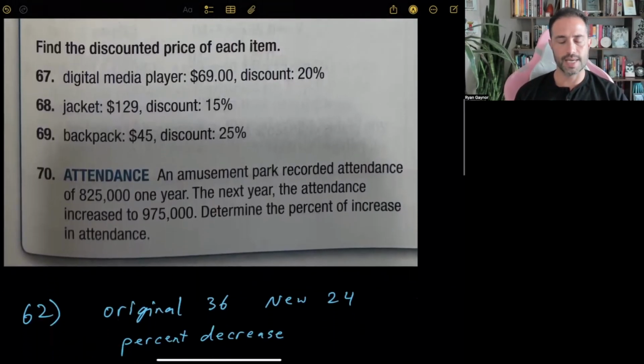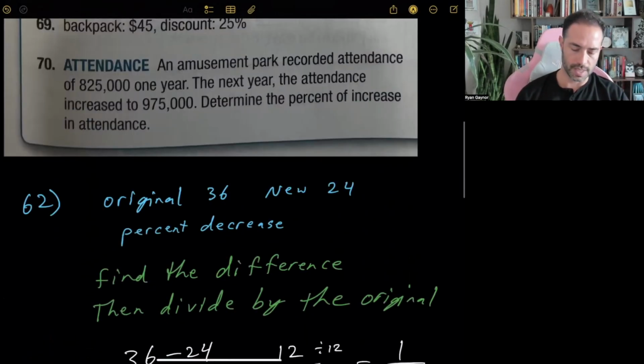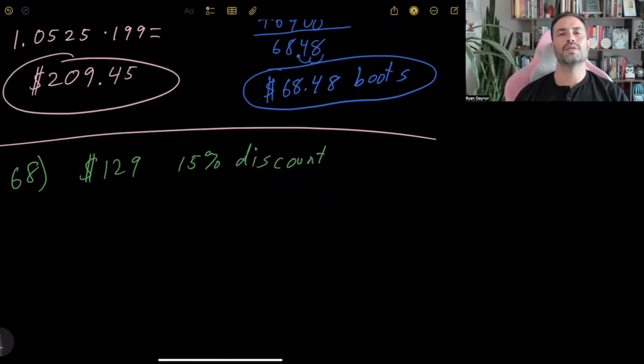Okay, so now we're in the next section, and it says, find the discounted price of each item. The discounted price of each item. So number 68, we have a jacket. It cost $129. The discount is 15%. All right. Okay, so here's the deal. Normally, you're paying 100% of the total, right? So the total is $129. They want 100% of that. That's what they're charging for a jacket.